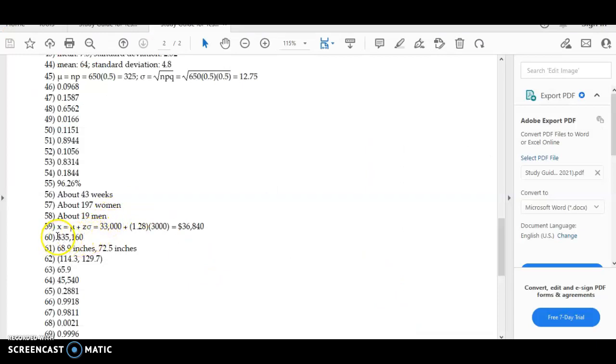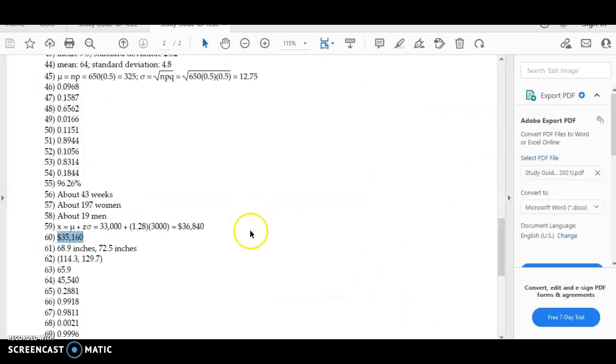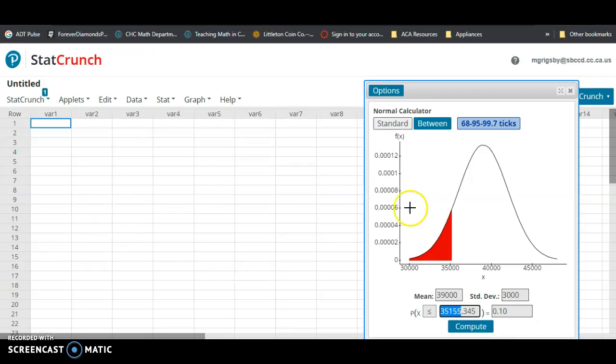They do round it a little bit. For number 60, they got 35,160, so our answer is not far off. This is the more precise answer. For the study guide, remember they're using a formula and the standard normal table to get the answer, but again, always use the calculator.